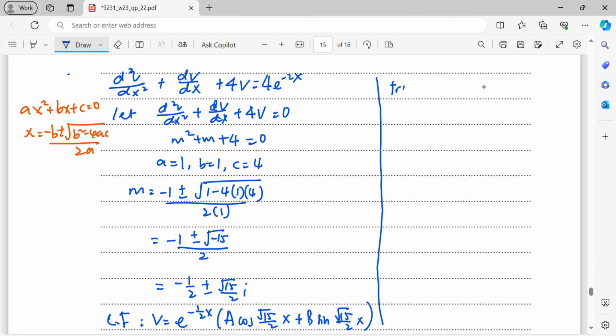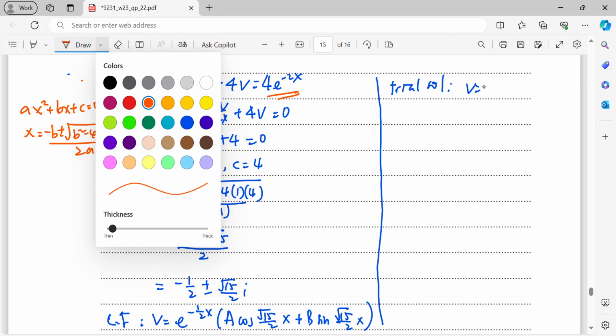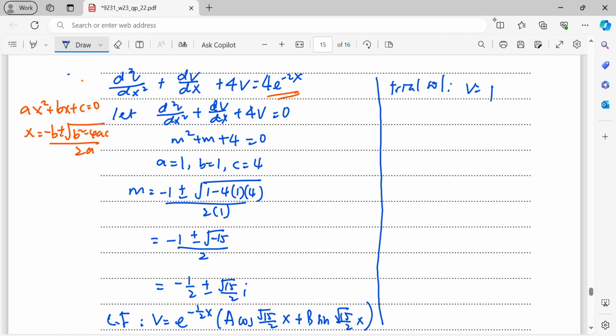So I start with the trial solution. My v equals to, look at the right side. The right side is 4e negative 2x. So copy back this, but in general form, and make sure you don't have this same term in the CF. Otherwise, you have to multiply by x to your trial solution.